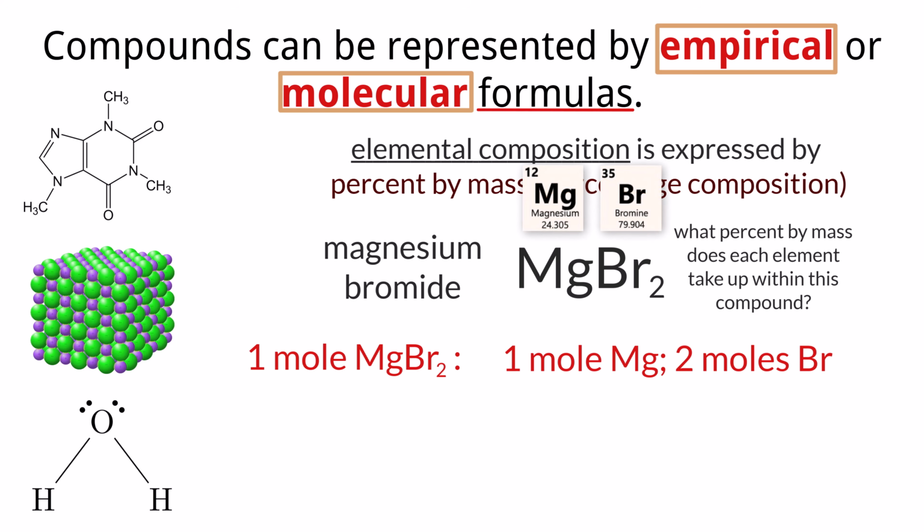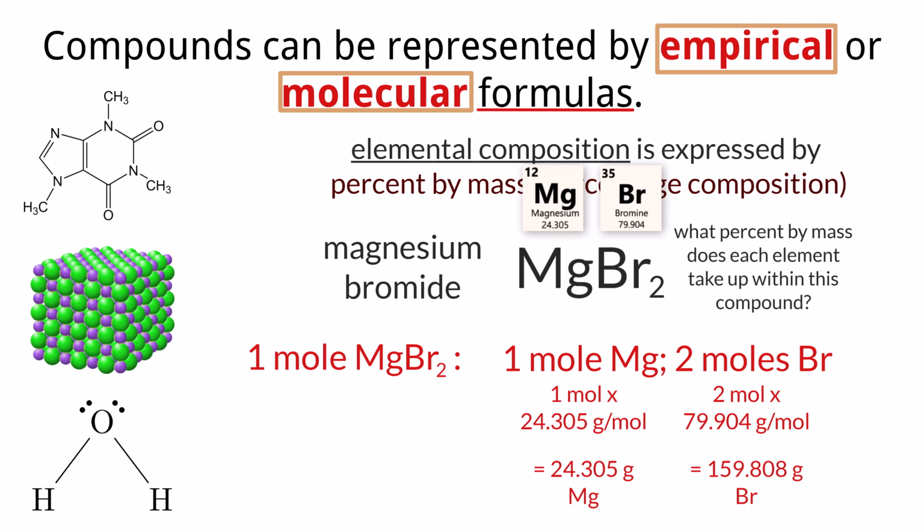We will multiply 1 mole of Mg by the molar mass of Mg, which is 24.305 grams per mole. The moles cancel out, leaving us with 24.305 grams of magnesium. Starting with 2 moles of bromine, we will multiply this by the molar mass of bromine, which is 79.904 grams per mole. This equates to 159.808 grams of bromine. Now that we have the masses calculated, we need to turn these values into a percentage.